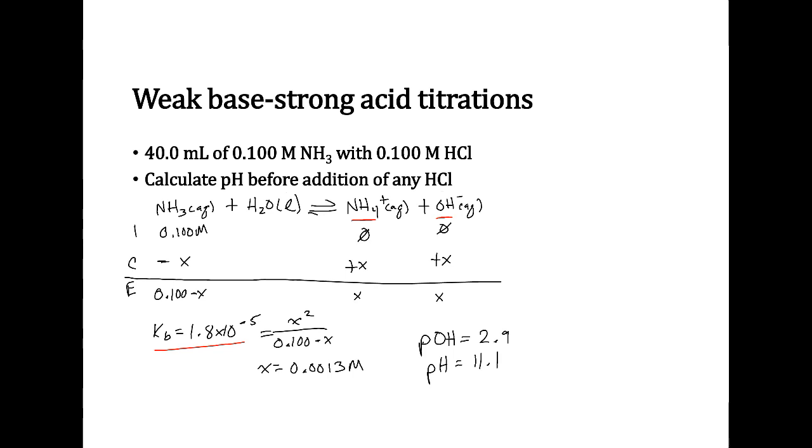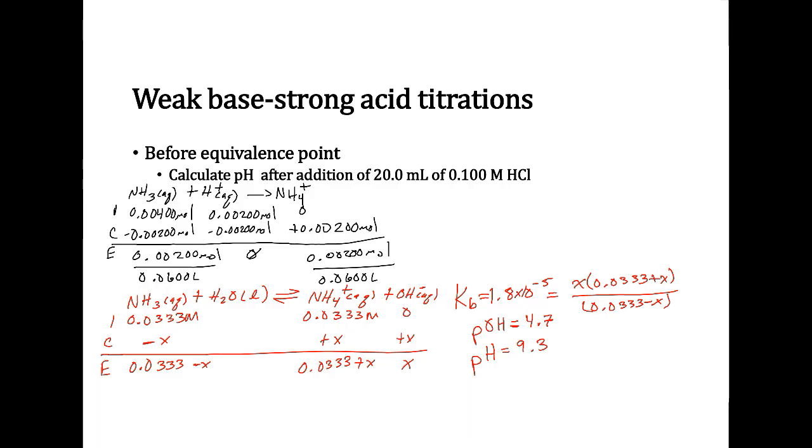We have 1.8 times 10 to the negative 5th equal to x squared over 0.1 minus x. Again, since Kb is to the negative 5th and our initial concentration is to the negative 1st, we can ignore that x because it won't change our denominator appreciably, and then we can solve for x. From there, you're able to find the pOH from this x value, since that's our concentration of hydroxide, and then, since we know that pOH plus pH equals 14, we can find the pH.